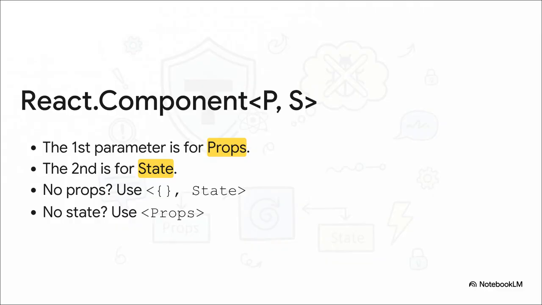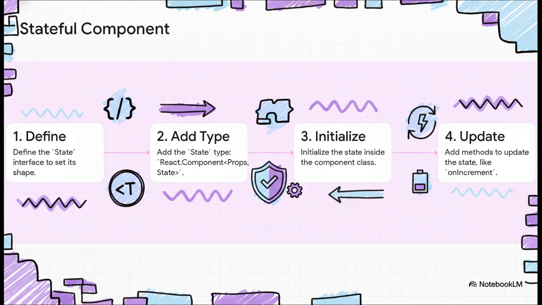Now, if you're using class components, you'll see these funny angle brackets. Don't let them scare you. It's really straightforward. The first thing you put inside is your props type, and the second is your state type. If your component doesn't have props, you can just use an empty object. Or if it doesn't have state, you can just leave the second one out. Simple as that.